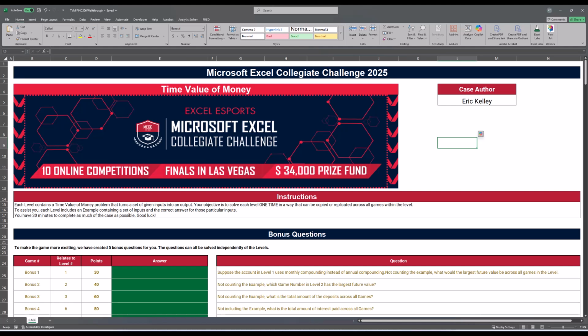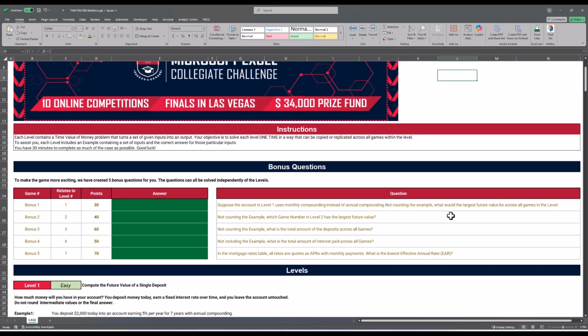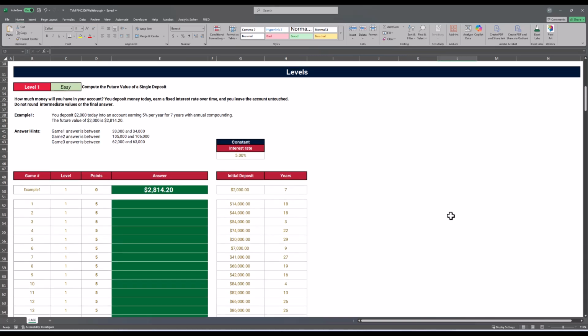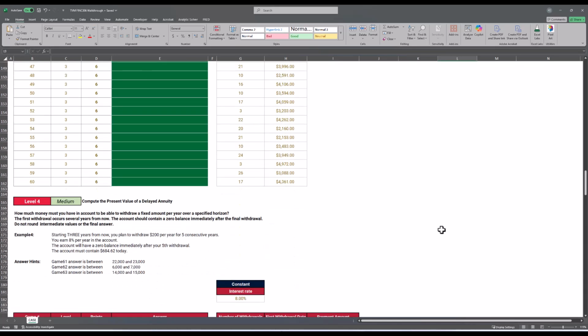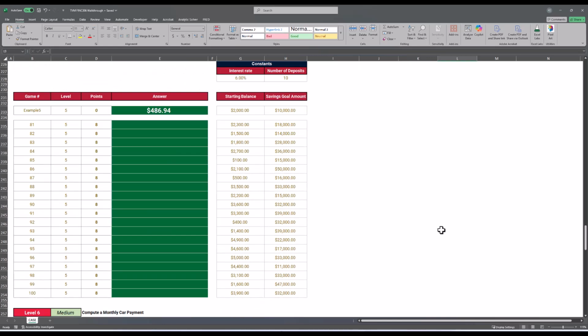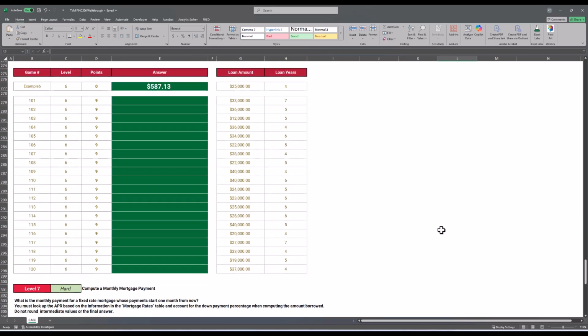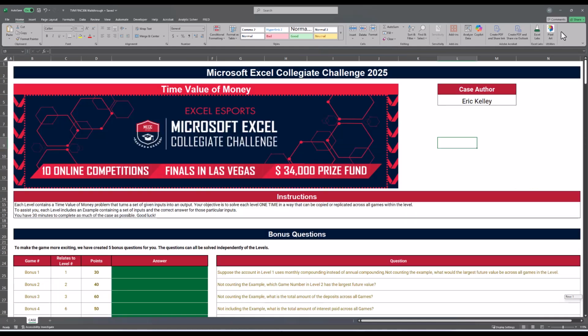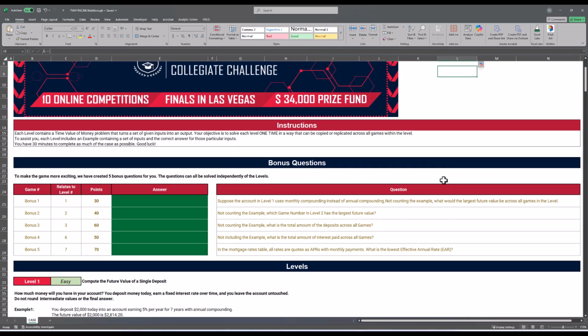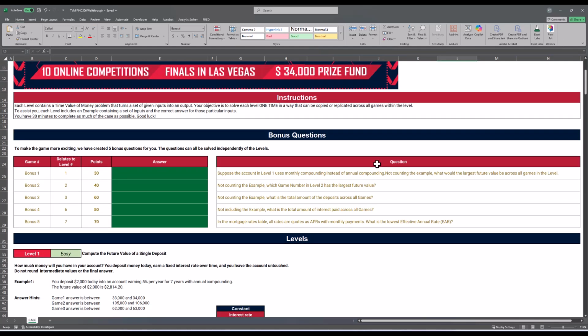Just like all the other Microsoft Excel Collegiate Challenge cases, this case contains a series of 7 levels, and the levels get progressively more difficult as one moves through the case. And then there are also 5 bonus questions that can be completed at any point.